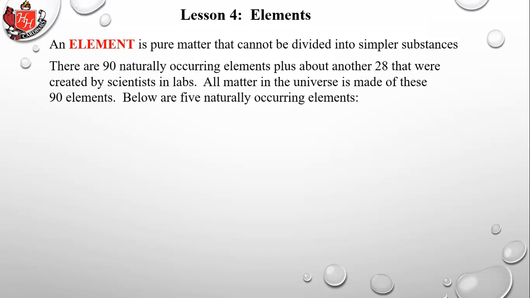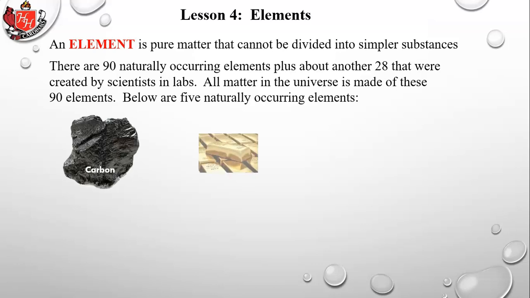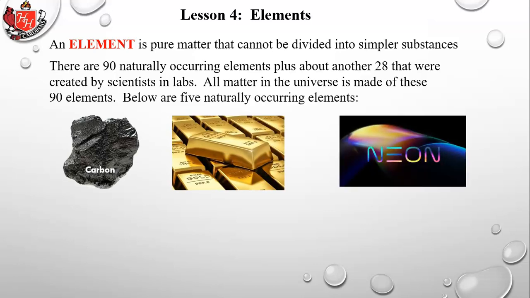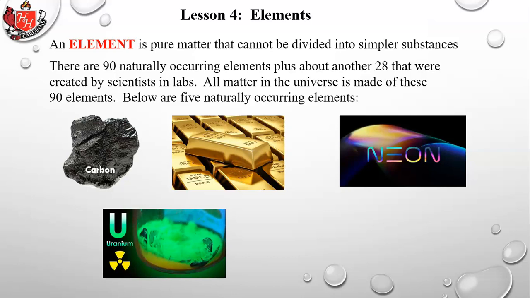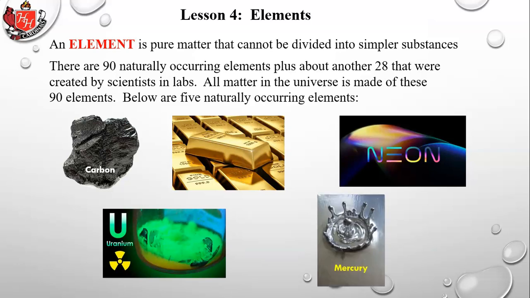Below are 5 naturally occurring elements: carbon, gold, neon, which is a gas, uranium, which is very radioactive, and mercury, which is one of only 2 elements that is liquid at room temperature. Just talk a little about each of these.